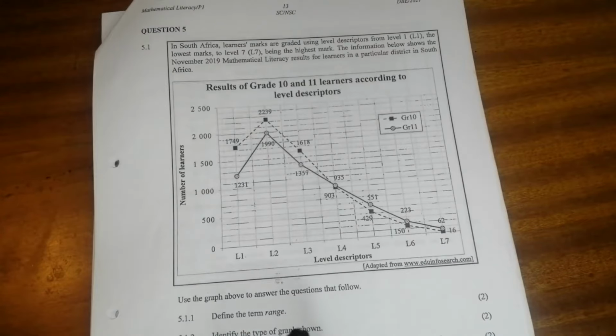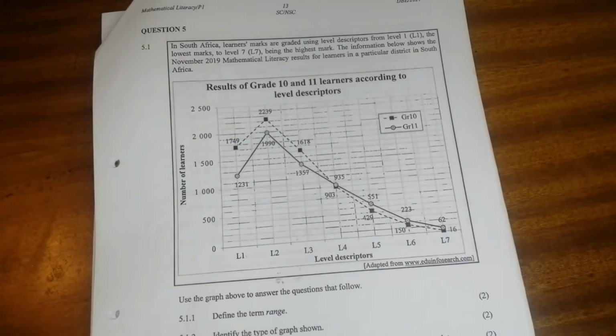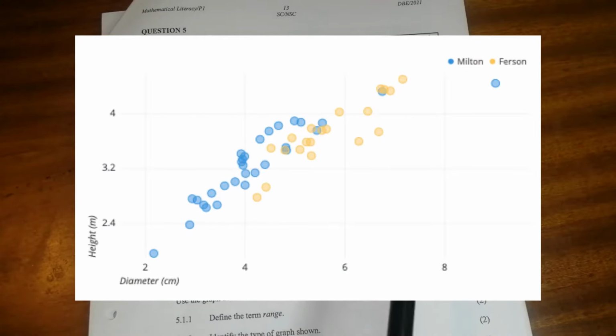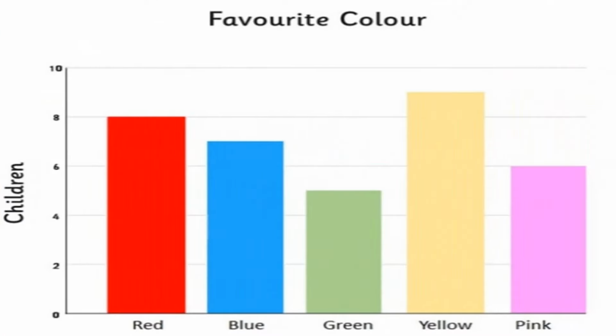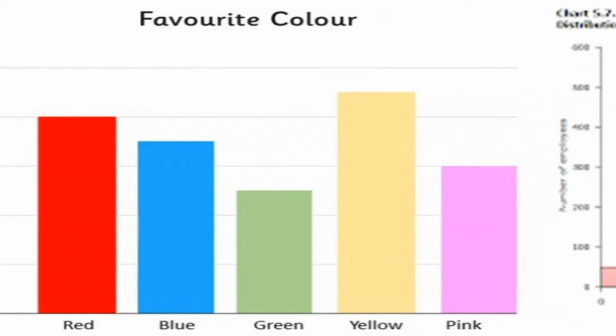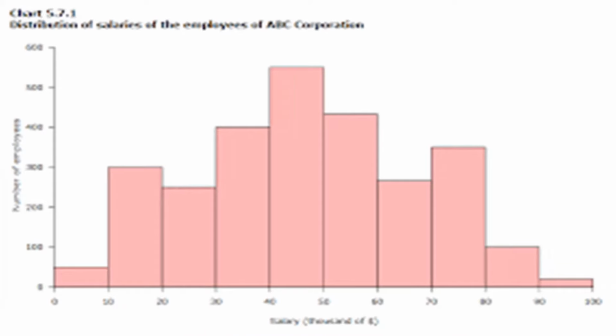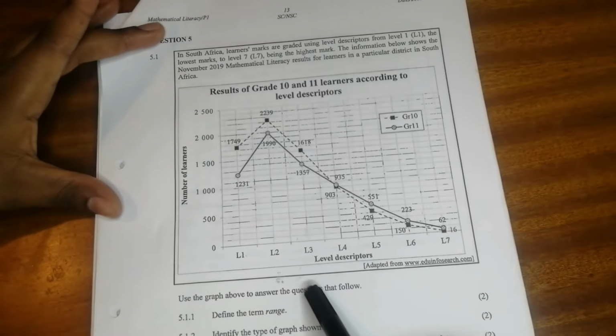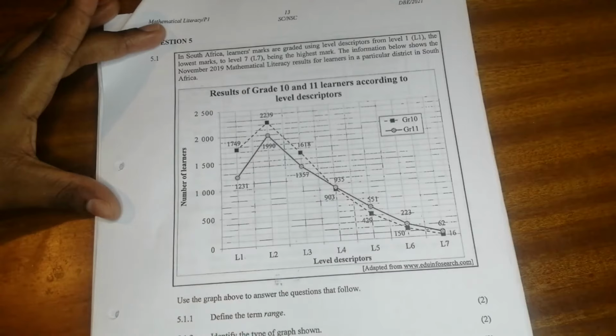Okay, so let's just analyze this line graph, right, guys? Because we do agree, this is not a scatter plot, right? This is not a bar graph, okay? This is not a histogram. It's not a pie chart, right? So it is, in fact, a line graph, right? So let's just analyze what these two line graphs are telling us, right?